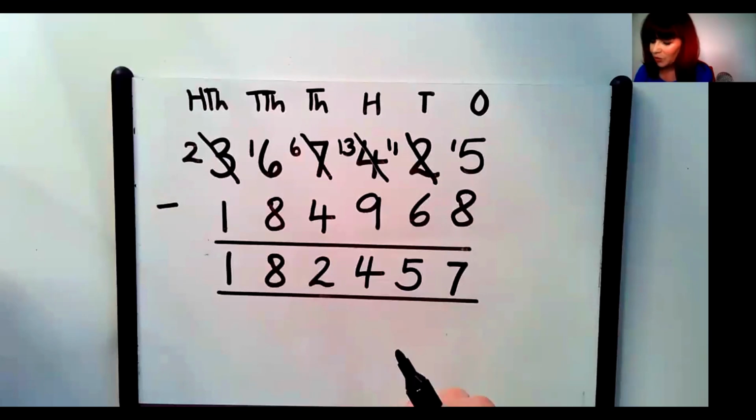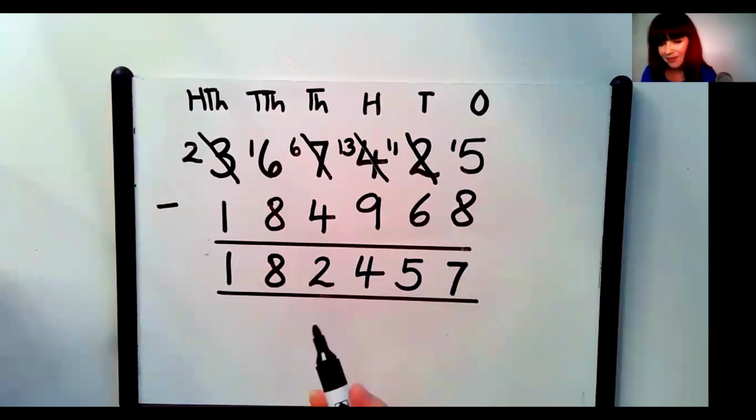So 367,425, subtract 184,968 equals 182,457. So that's how we teach the formal written method of column subtraction across our primary schools. We hope you found it useful.